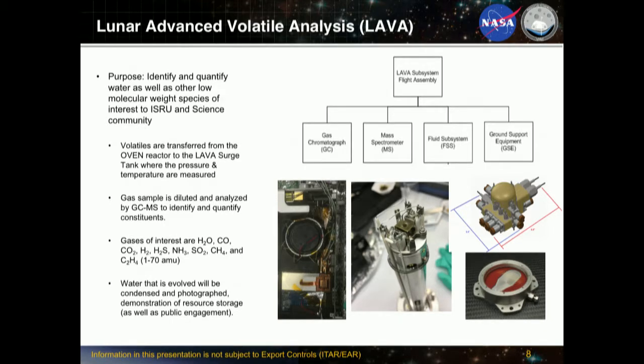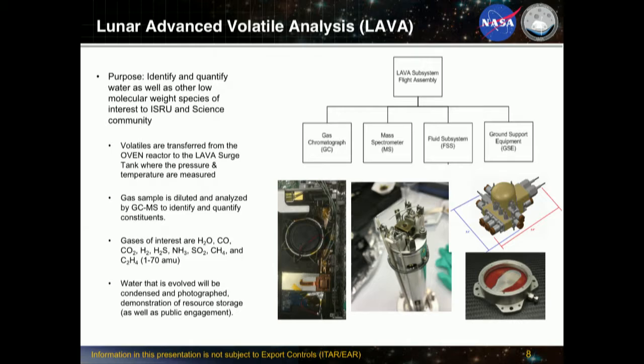And we're controlling the temperature of all of this. All of this is kept at 150 degrees C because we need to prevent condensation. If we allow anything to condense, we're not going to be able to accurately quantify it, so we need to keep everything in the volatile phase. So our gases of interest are here. They were from the L-cross data, so we're looking specifically at masses 1 through 70. And the last thing I want to mention here is that after we evolve the water and we quantify and identify it, we're actually going to condense it on the water droplet demonstration.